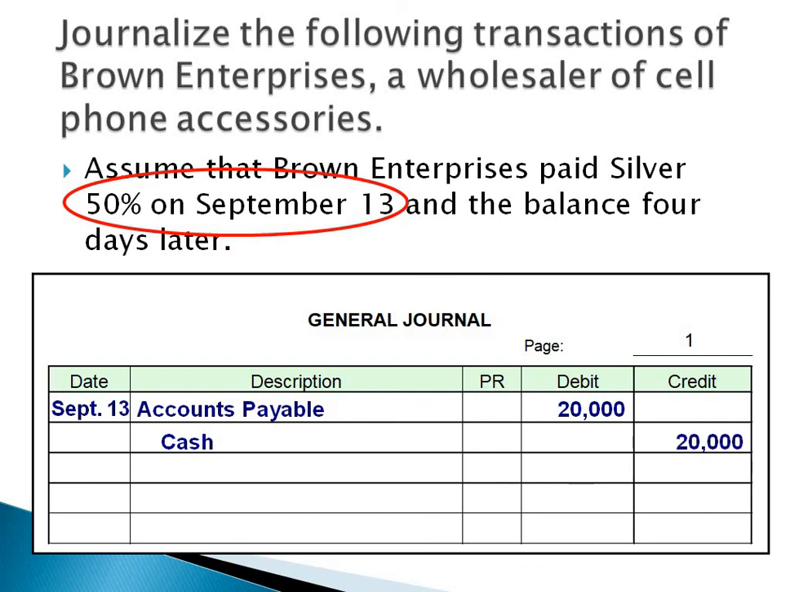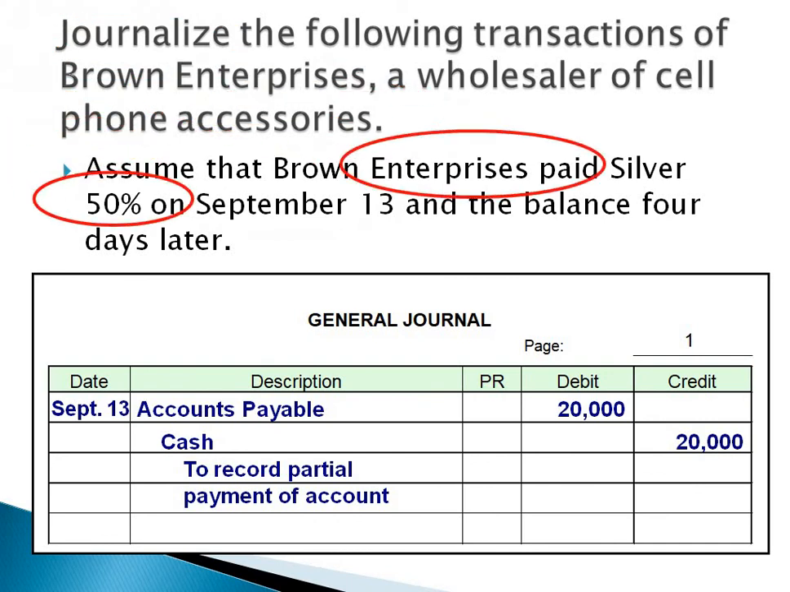20,000 also, same as the amount of the debit to accounts payable. There is no credit to purchase discount here for Brown Enterprises because the entity is not entitled to a discount for partial payment, since the problem does not say that Silver gives or grants discount to its customers for partial payment. To finish our recording on September 13, let's have the explanation.